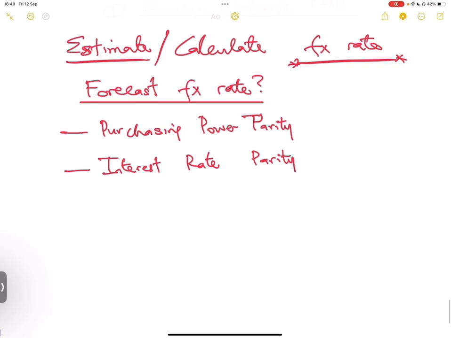These two will always come very handy when you need to forecast the FX rate for the future. Take, for instance, PPP. With this, you can get your forward rate. You can call it forward rate or expected forward rate or future rate. You get your future rate by multiplying the spot rate by 1 plus inflation in the first country divided by 1 plus inflation in the second country.